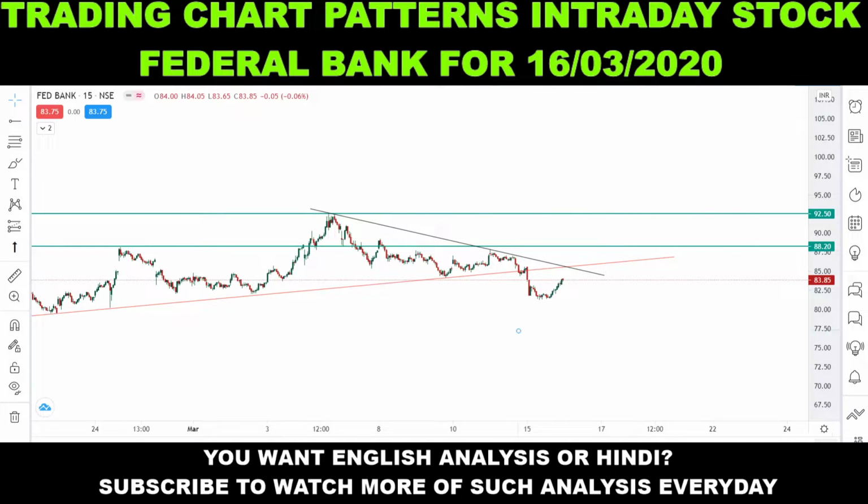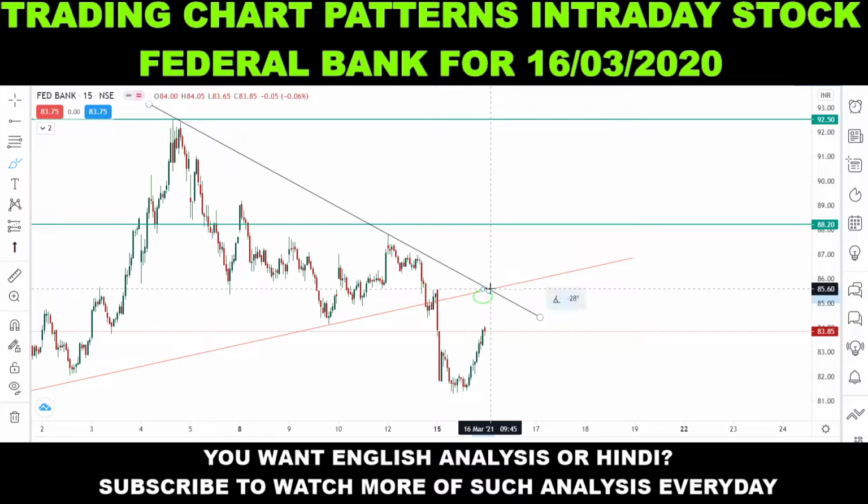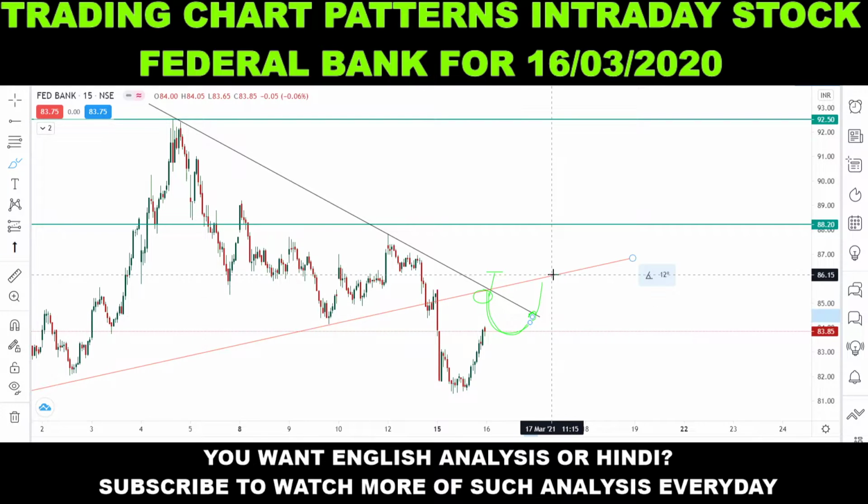What can happen tomorrow in this stock? If the stock tomorrow takes resistance around this region, then this resistance will act as a strong resistance, and the stock will actually try to come down. Then if it reverses and gives a breakout above this trend line, only then will we consider buying this stock. If the stock firstly gives a breakout above this, then we will consider buying, or if the stock reverses and then gives a breakout of this black trend line, only then will we consider buying this stock.